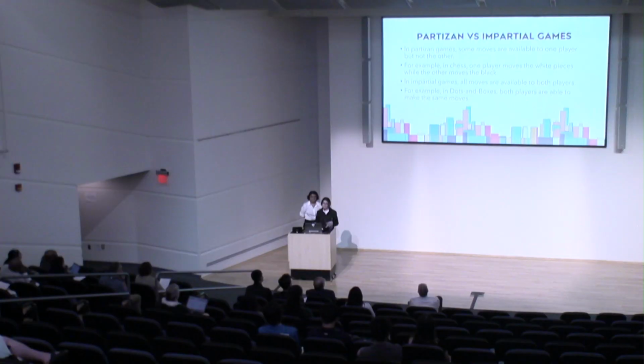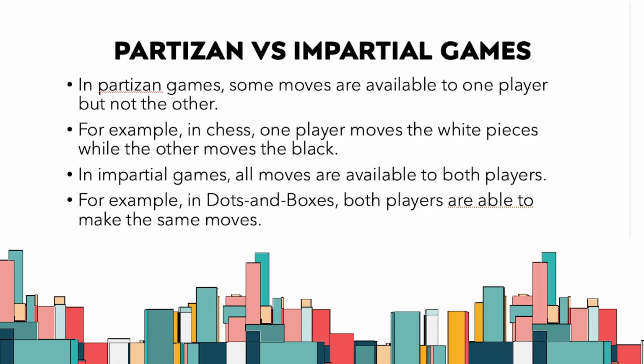So there are two types of combinatorial games, partisan and impartial games. In partisan games, some moves are available to one player, but not the other player. It's super common for games to have one player be able to move a specific color piece while the other player moves a different color piece. For example, in chess, one player moves the white pieces while the other player moves the black pieces.